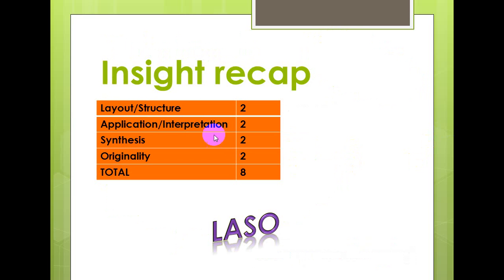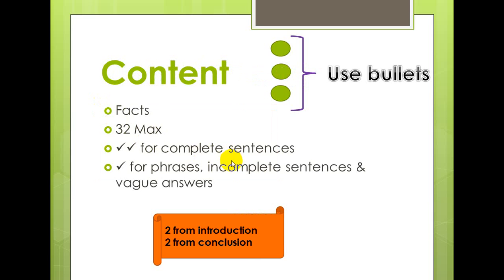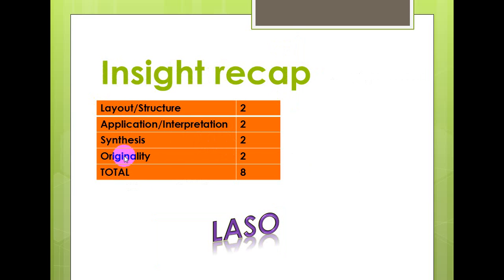So let's recap. The layout or the structure gives you 2 marks. That's writing introduction and conclusion with your headings. Your application and interpretation is saying, have I broken the question down correctly? Have I got the relevant headings and subheadings? Then we look at synthesis. Is what you have written relevant to the question? And then originality is, have you given examples? So that gives me a total of 8 marks. If you look at the first word of each of these, it's L-A-S-O. So we abbreviate it with the word lasso.